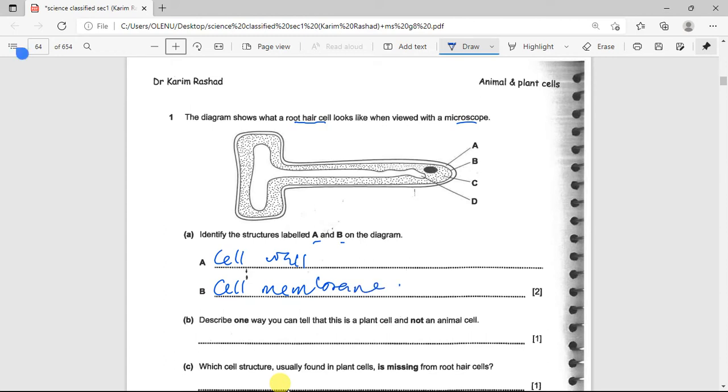Now, describe one way you can tell that this is a plant cell and not an animal cell. Presence of cell wall and also presence of vacuole, because this D represents the vacuole.